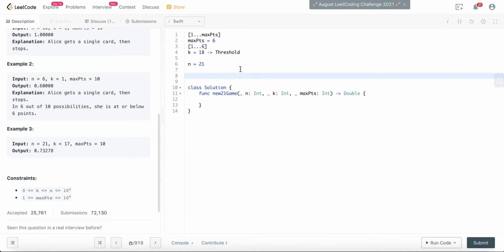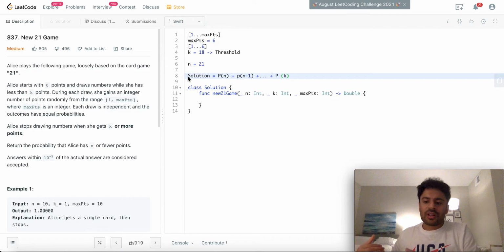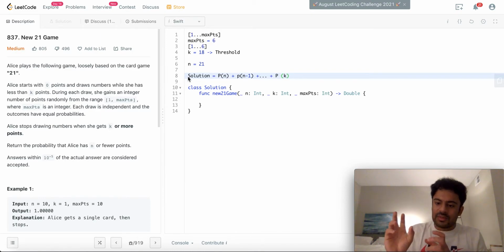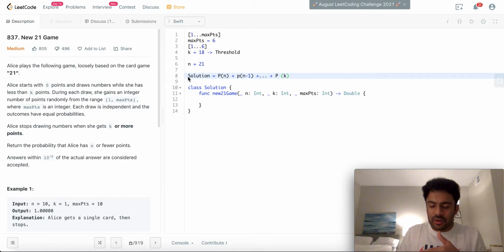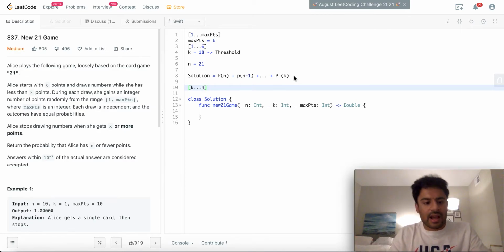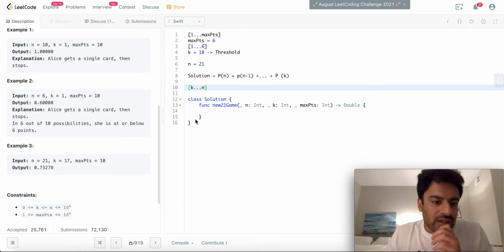So when they say they want the probability of Alice reaching n or fewer points, the solution would be the probability of n plus the probability of n minus 1, until the probability of k. That is the lower limit because the game couldn't have stopped unless we had reached k points, and so the least sum that we could have reached when the game stopped is k. So when they say n or fewer points, what they mean is this range: the probability that our final sum is in the range k to n, and k will always be less than or equal to n. They've ensured that. Cool. This is the problem statement. I hope that was clear.